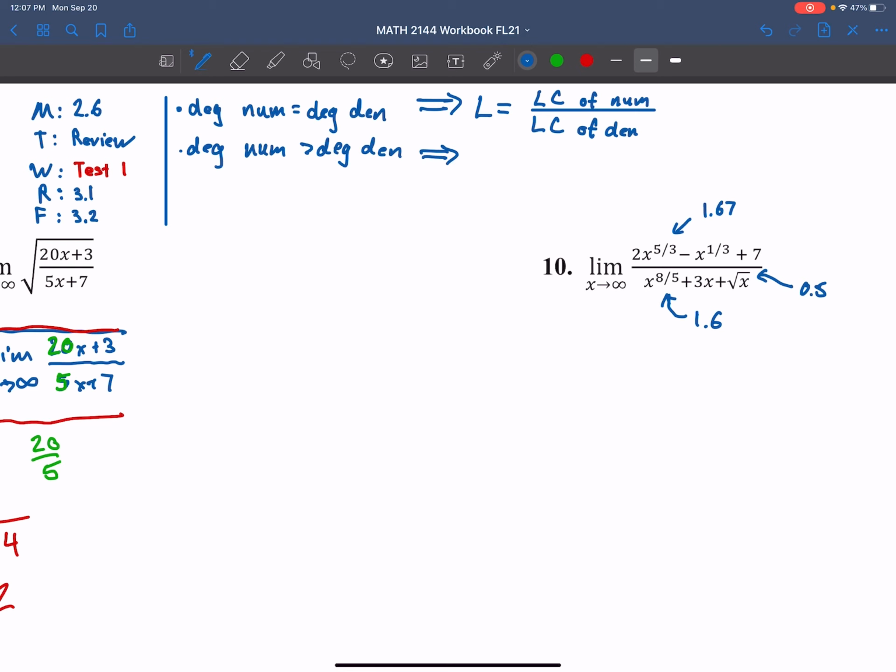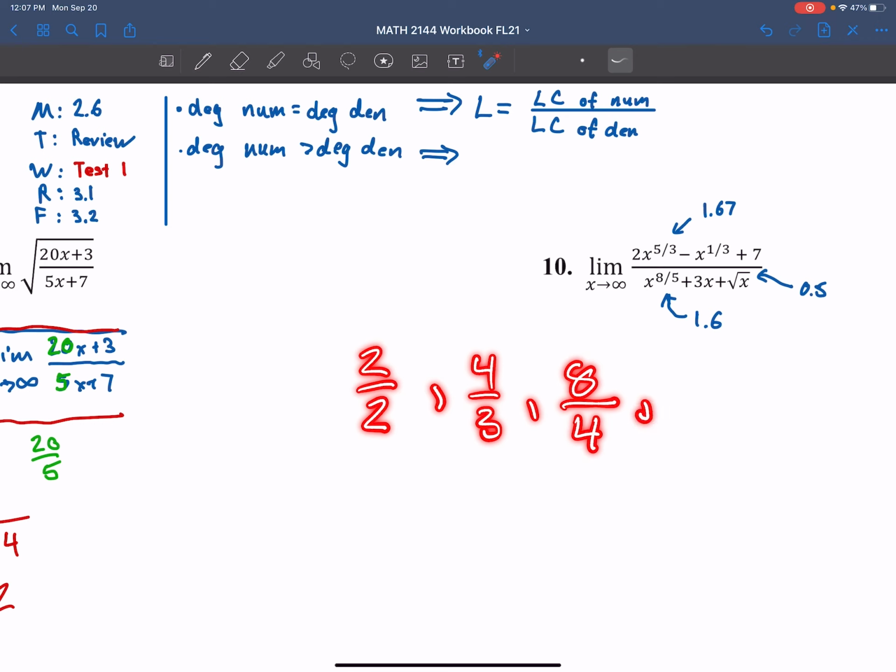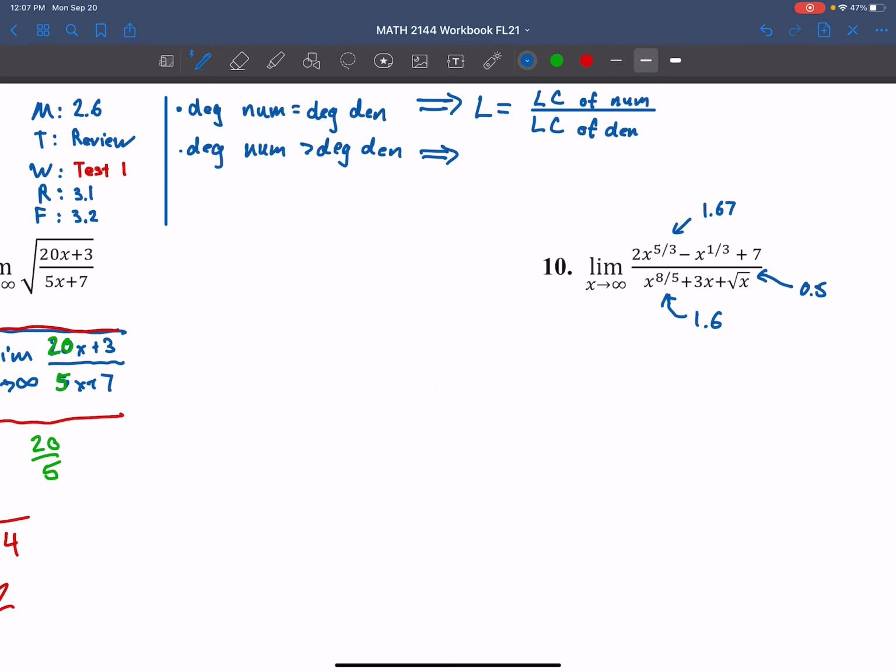Does anyone remember? Think about this conceptually. Which one is growing faster, the numerator or the denominator? The numerator has a higher power of x. If you think about it, let's say this was 2 over 2, then we had 4 over 3, then 8 over 4. You can see the numerator is growing faster, and the pattern is that this is getting larger. So the limit here is just going to be infinity. Keep in mind this conceptual understanding of what's happening with limits at infinity.